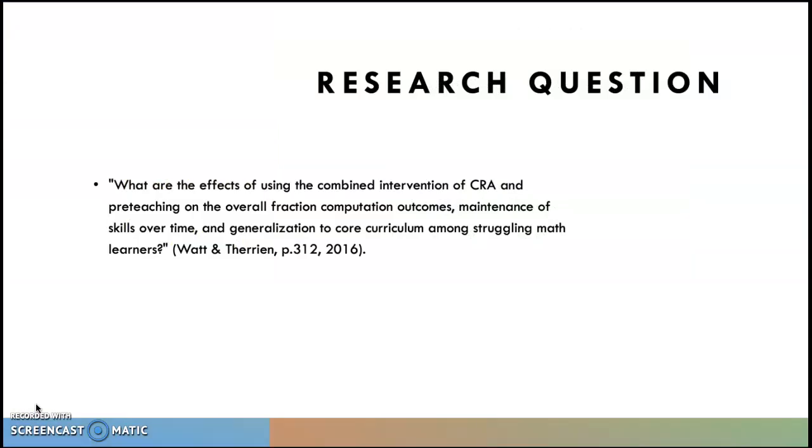The research question they used when conducting their study was, what are the effects of using the combined interventions of CRA, which means concrete, representational, and abstract, and pre-teaching on the overall fractional computation outcomes, maintenance of skills over time, and generalization to core curriculum among struggling math learners? We'll learn in just a minute who that represents.